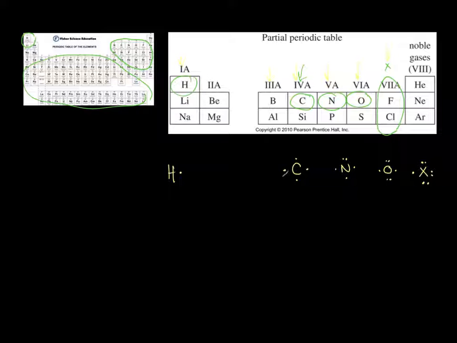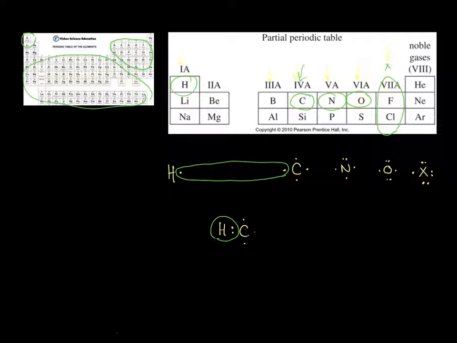So for instance, carbon and hydrogen could get together and share those electrons. We would have 2 electrons in between that hydrogen and the carbon. And you could see that at this point, the hydrogen would have 2 electrons, and carbon would be closer to having all of its electrons.